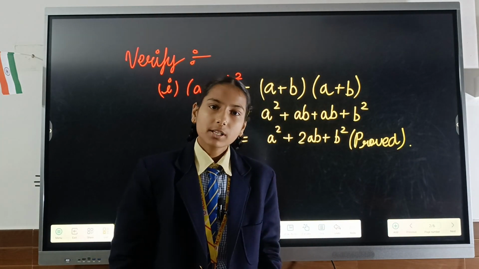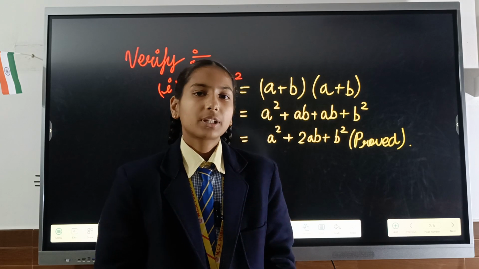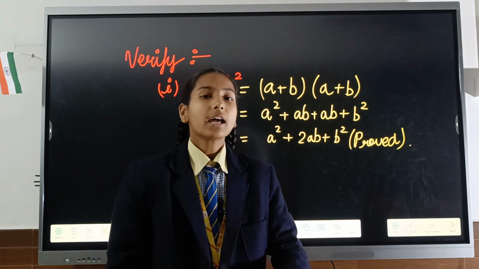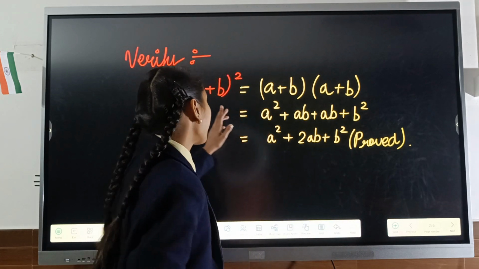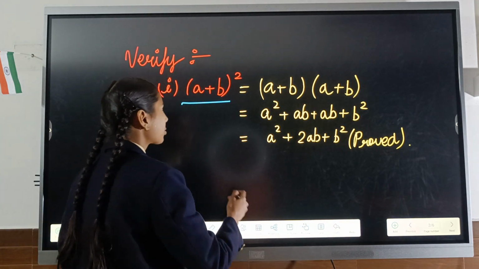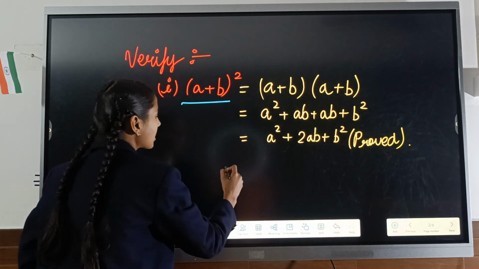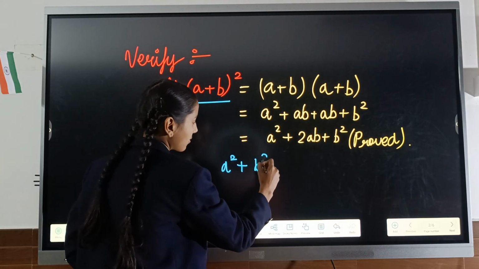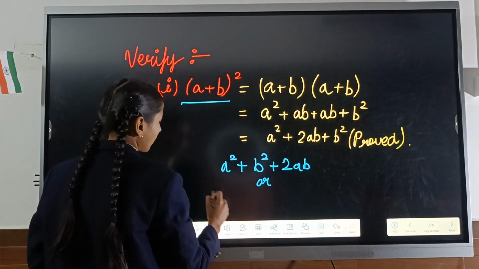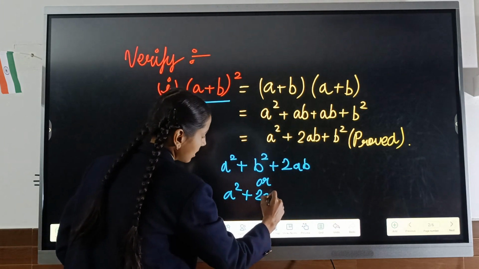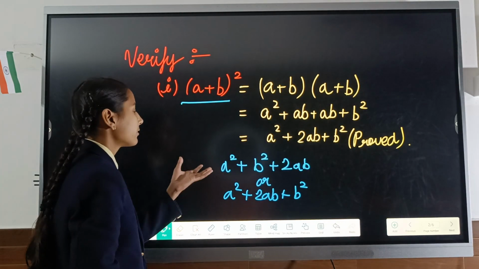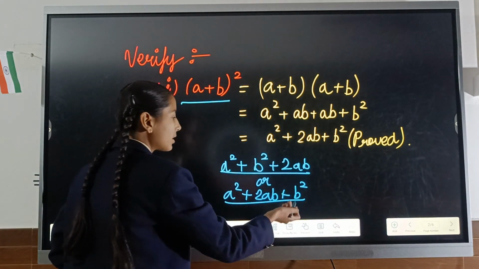In the previous part, I told you the formulas, and in this second part I will verify whether these formulas are correct or not. So the first formula is (a plus b) whole square. In the first part I told you the formula of (a plus b) whole square is a square plus b square plus 2ab, or a square plus 2ab plus b square. So let's verify it.